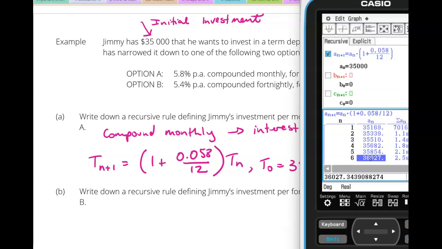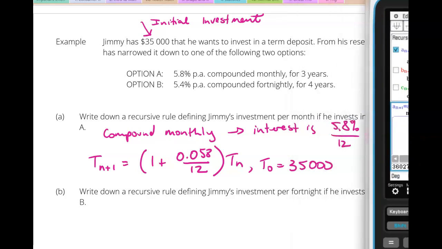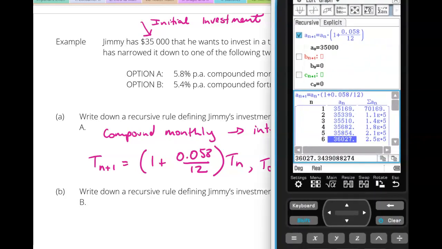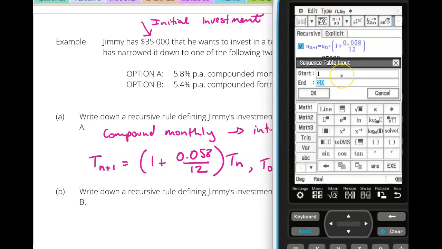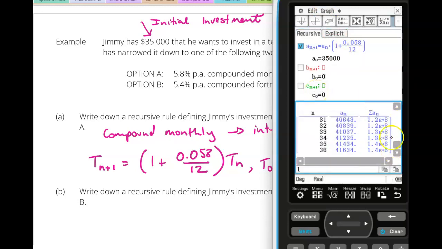What this does, being able to generate this recursively, allows you to see how things are progressing every single month. And we want this monthly for 3 years. So ideally, our table should go from 1 to 36, because there's 36 months in 3 years. And then you'll see at the very end, that is what the investment is worth.